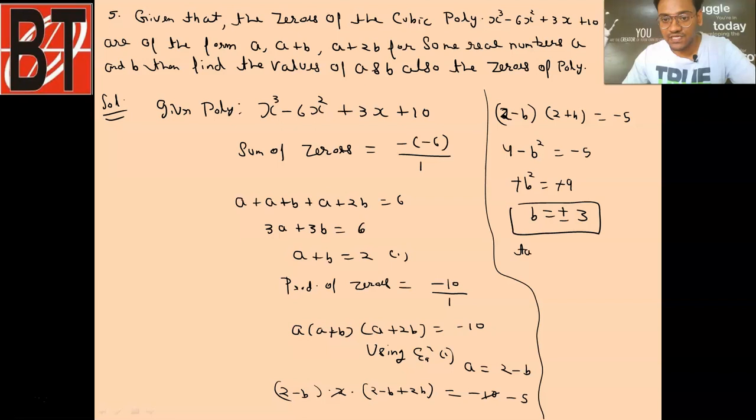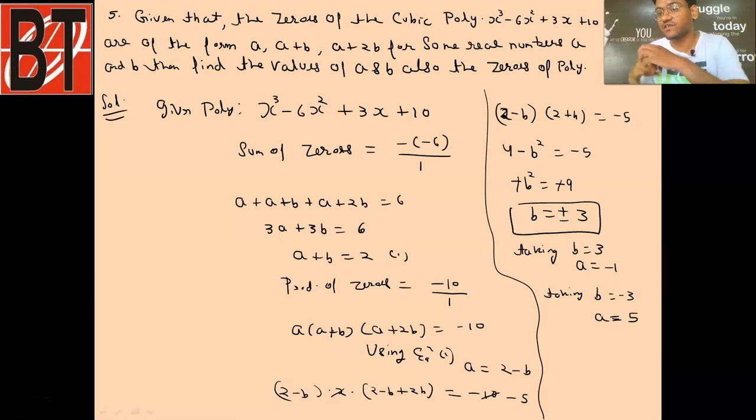So taking b as 3, what will be the value of a? The value of a will be 2 minus 3, that is minus 1. And taking b as minus 3, the value of a will become 2 minus minus 3, or 2 plus 3, that is 5. So students, these are the pair of values actually, minus 1 comma 3 and 5 comma minus 3.